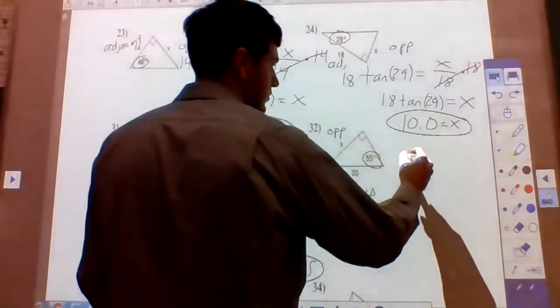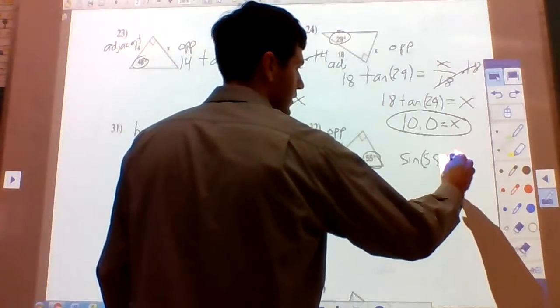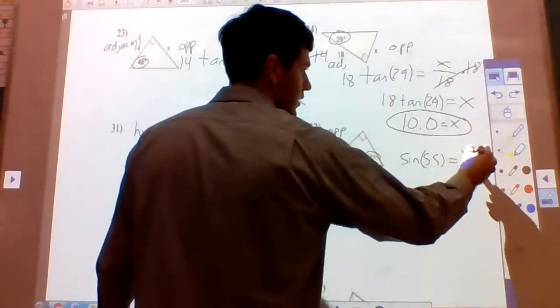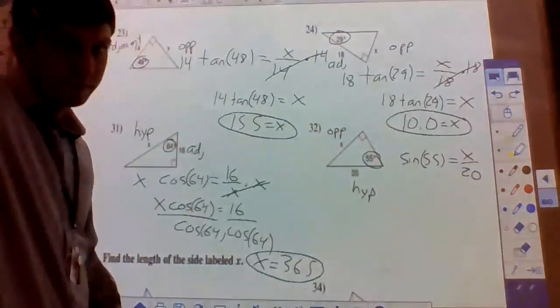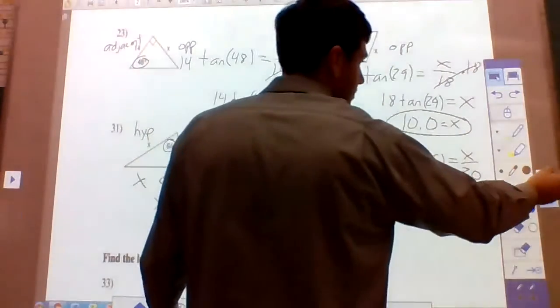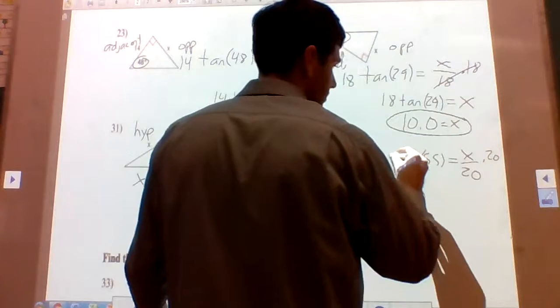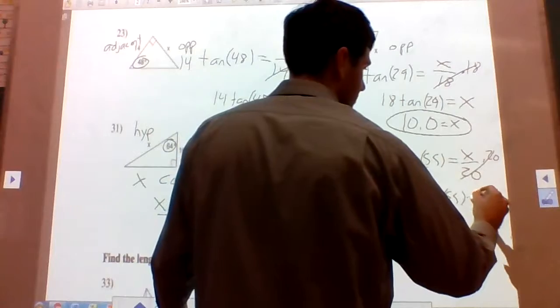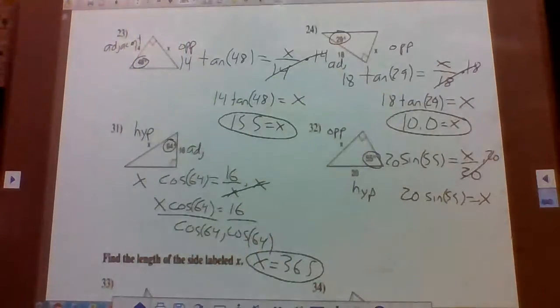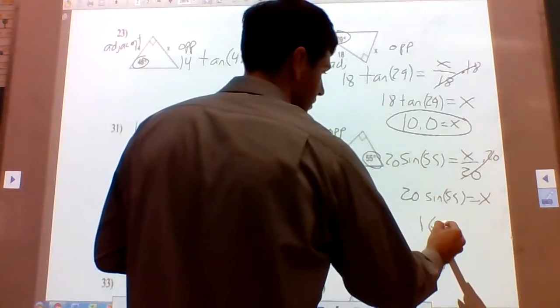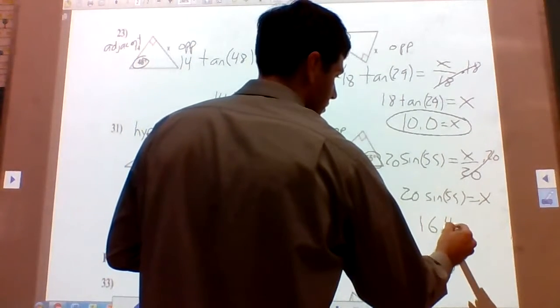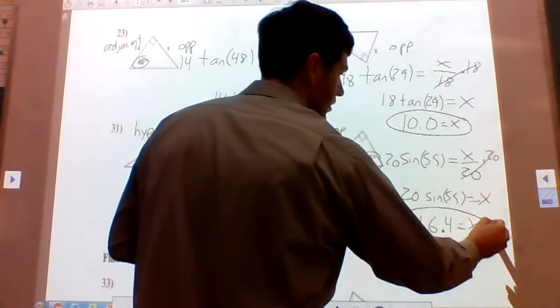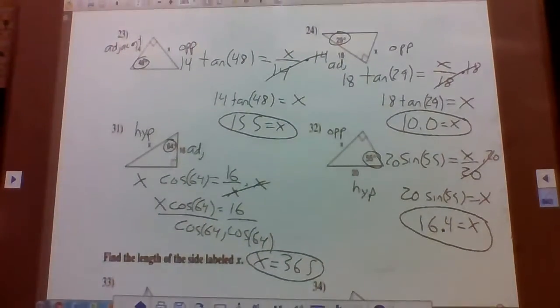So sine of 55 is opposite, which is x, over hypotenuse, which is 20. Okay, so if we multiply both sides by 20, these will cancel, and we get 20 times the sine of 55 equals x. Put that in the calculator, 20 times the sine of 55 gives us 16.4.